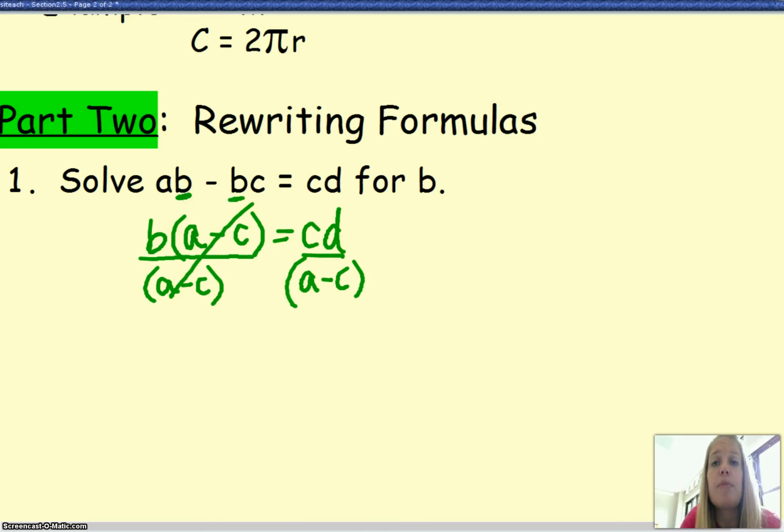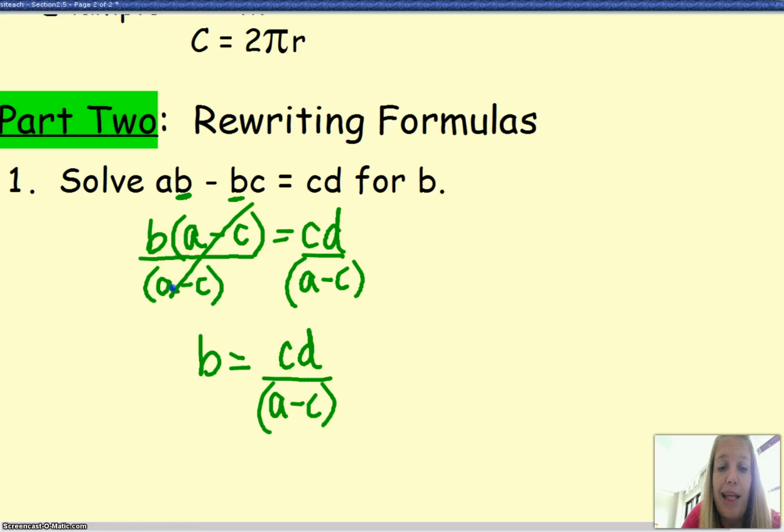Those two will cancel out because multiplying and dividing are opposites. I'm left with b equals, and you just have cd over a minus c. That's it. You don't need to do anything more. You are done.